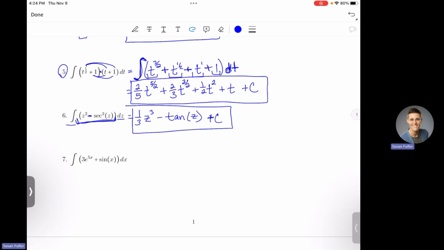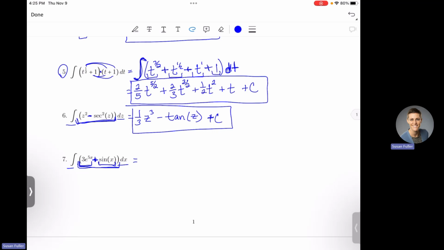And then finally, in number 7, 3e to the 5x plus the sine of x dx. Again, these are my bookends, so I'm finding the antiderivative of all this inside. And everything in here is separated by addition, so I can do the antiderivative of the first one plus the antiderivative of the second one. The antiderivative of 3e to the 5x.